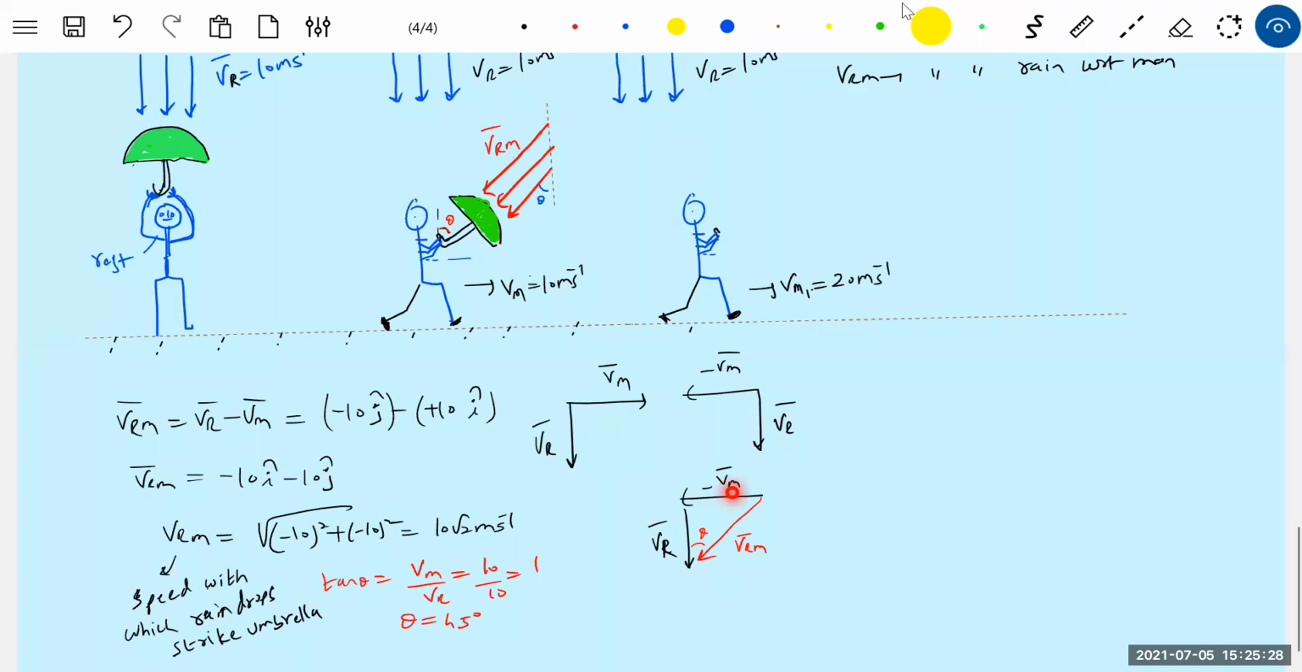Here the man has doubled his speed. If you increase this length, definitely the length of this will increase, and even this orientation will change. You know all of your triangles. If you just increase this length, definitely this hypotenuse length has to change. Its orientation will change. So he has to change the orientation of the umbrella. That's what we have to analyze here.